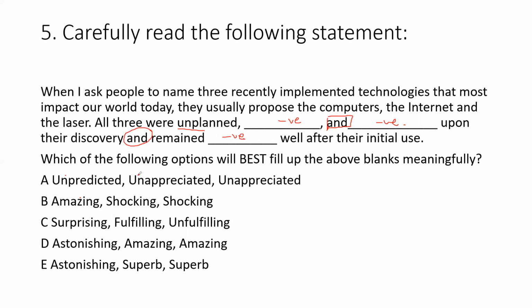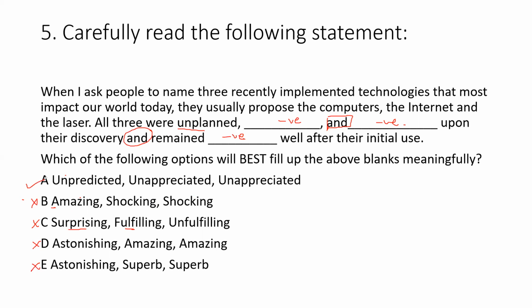So let's start with option E. Astonishing, superb, positive word. So this goes out of context. Similarly, D, astonishing, amazing. So this is also out of context because these words are positive. Surprising, fulfilling, unfulfilling. Surprising and fulfilling are positive words, so it gets eliminated. Option B, amazing, shocking. Shocking is fine, but amazing is a positive word, so this also goes out.